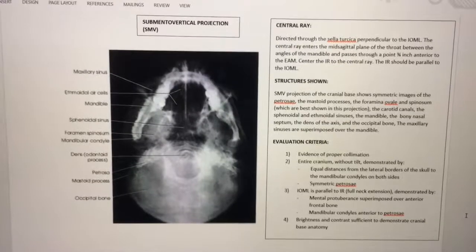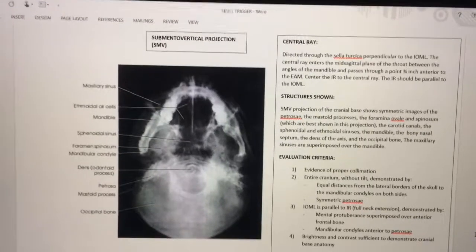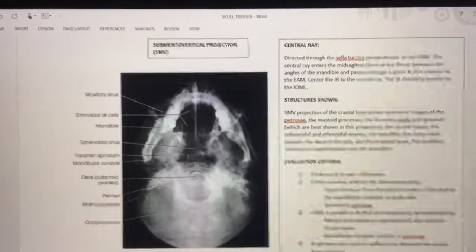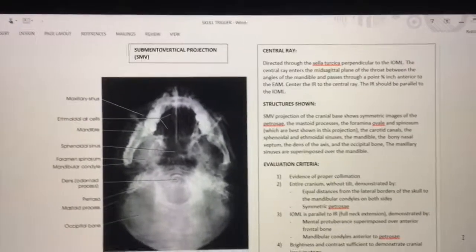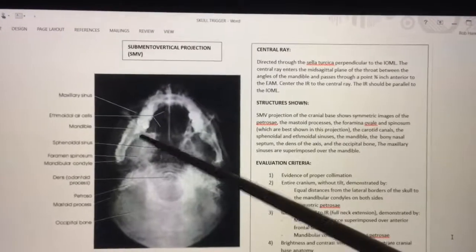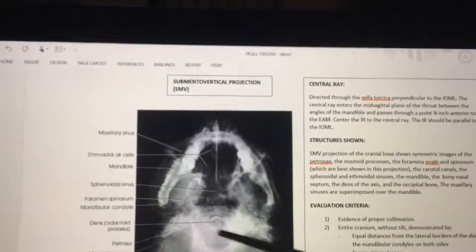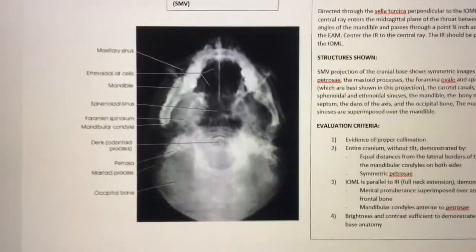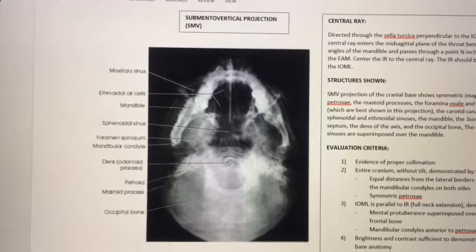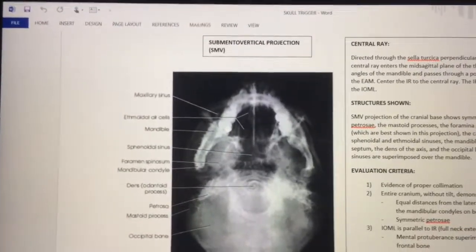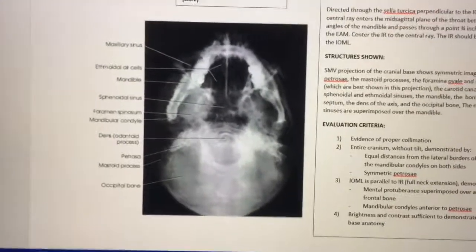Lastly, we have the SMV, the submentovertex projection. This is the one where the head is tilted back. There is evidence of proper collimation, and we're looking at the bottom portion of the skull. You can see the mandible and the bony nasal septum. We also have the dens, the odontoid process, right here, as well as the occipital bone. So yeah, this is pretty good. Maxillary sinuses, ethmoid air cells. And this is what this should look like.